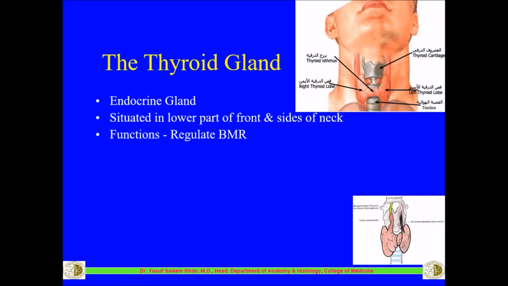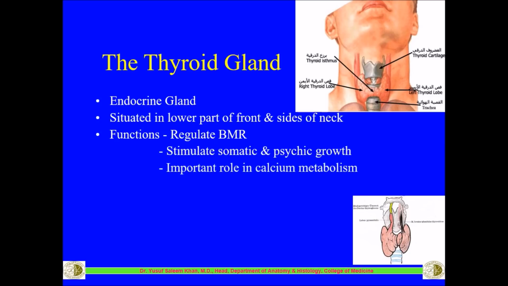And it has many important functions. Some of them are: one, it regulates the basal metabolic rate, BMR. Then the second is it stimulates the somatic as well as the psychic growth. The third is it has a very important role in the maintenance of calcium. Both the thyroid gland and the parathyroid together have a very important role in calcium metabolism.